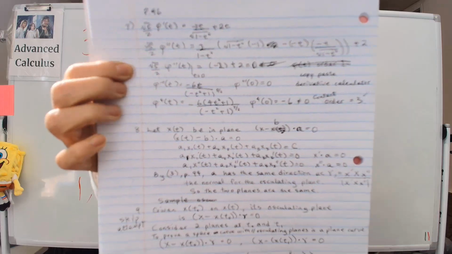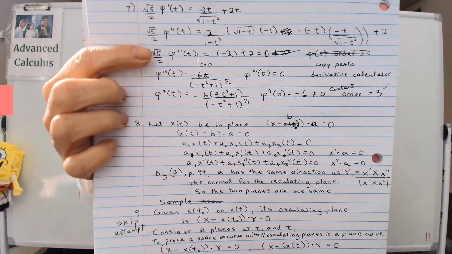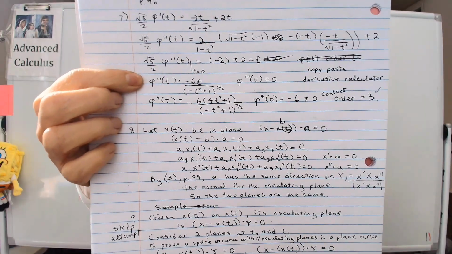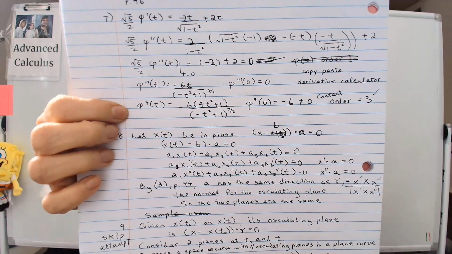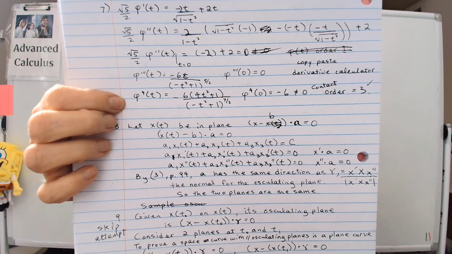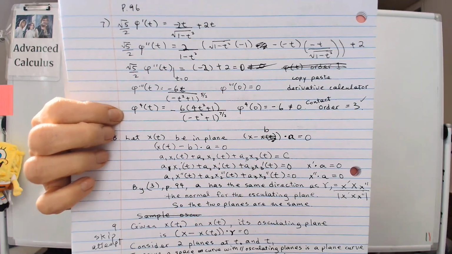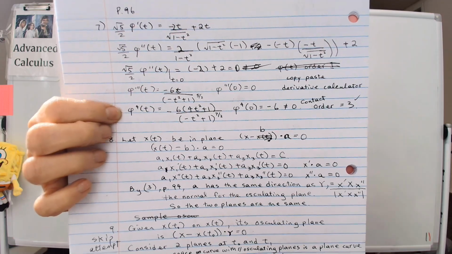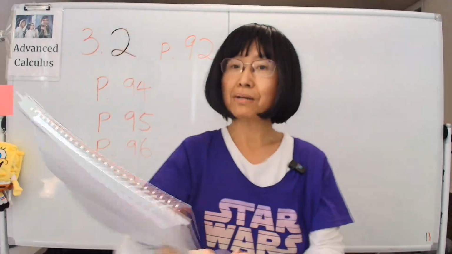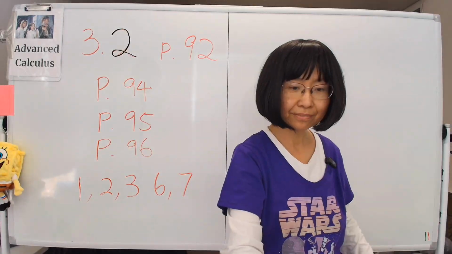But anyway, so I copy and paste the result in to get the third derivative, which is still 0, and then finally I got the fourth derivative. It was no longer 0, so then the contact order becomes 3. Okay, and so that is problem 7.